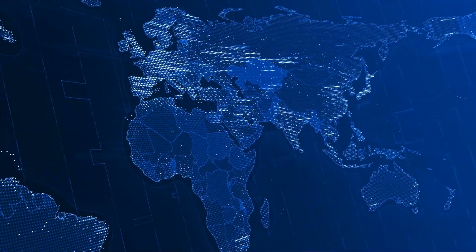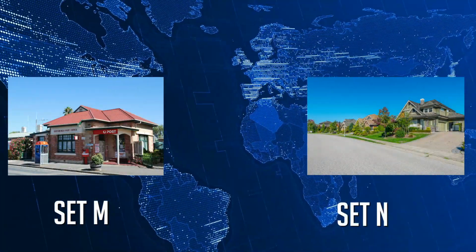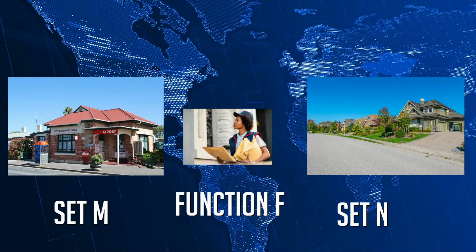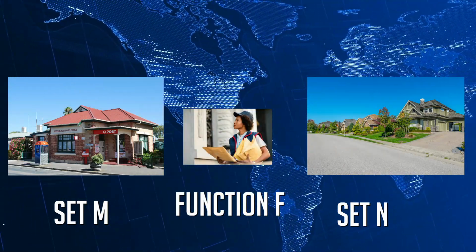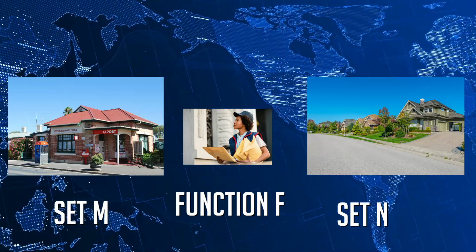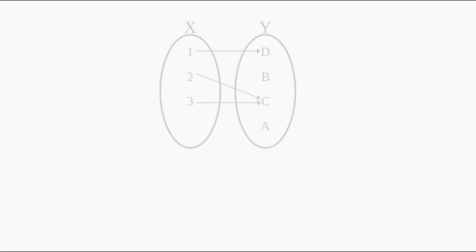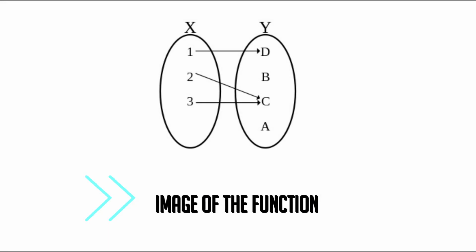To make this clearer, think of the post office as the set M, your neighborhood as the set N, and the mailman as the function f. Then it is clear that the mailman delivering letters from the post office to your neighborhood does not automatically imply that everyone in the neighborhood is receiving a letter. The portion of the range that is covered by the function is referred to as the image of the function.